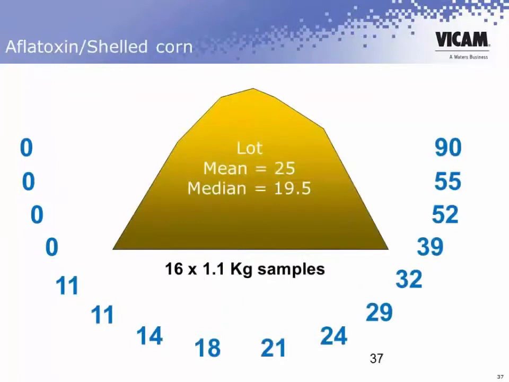So if you look at the concentration on a single kernel, it could be as high as 400,000 ppb. So that explains why we can see this kind of variability in a lot, depending on what sample, or what number of samples, was looked at.